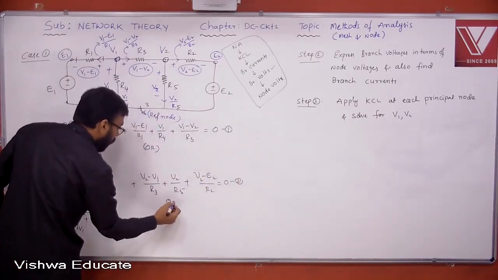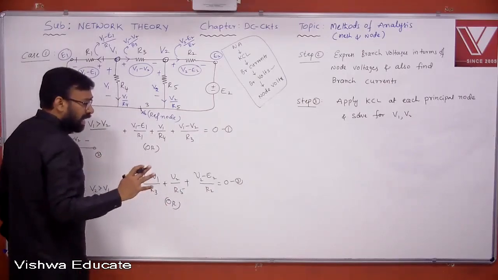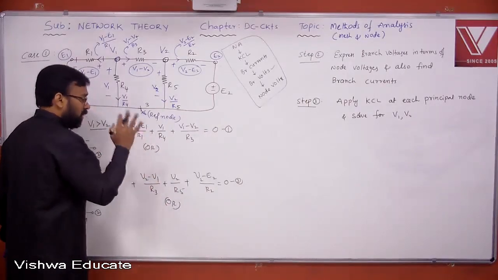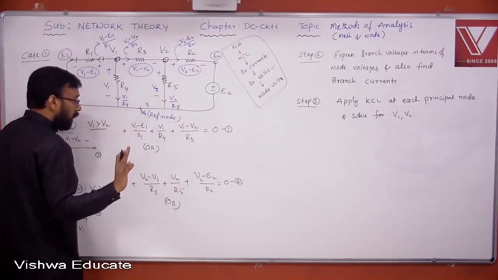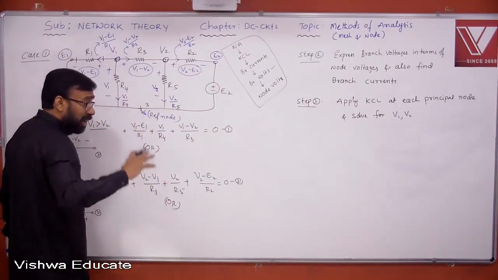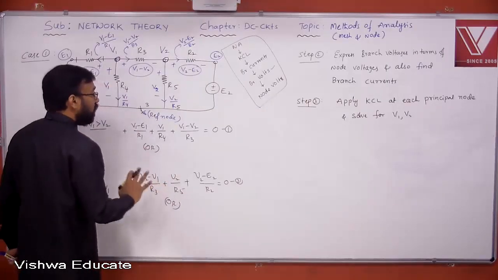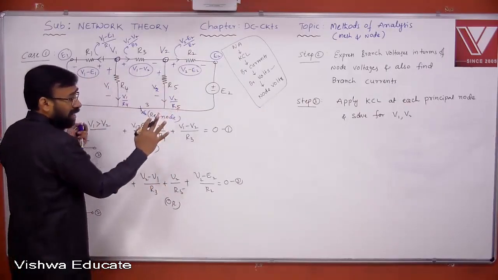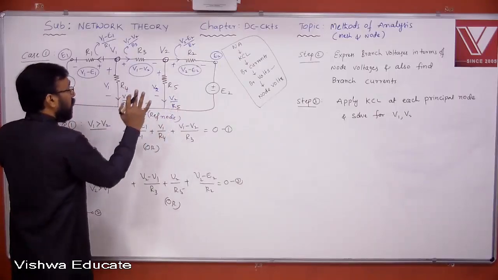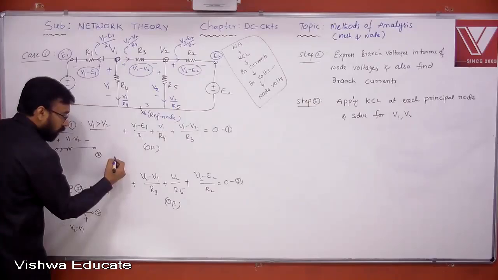I told you already, the inspection. Inspection is just derived based on our past experience, nothing else. We did so many problems, then we got some ideas. Based on that, we framed certain rules to write the equations without bothering about anything else. Just directly look at the network and write the equation. That's it. Now tell me, what are the equations?